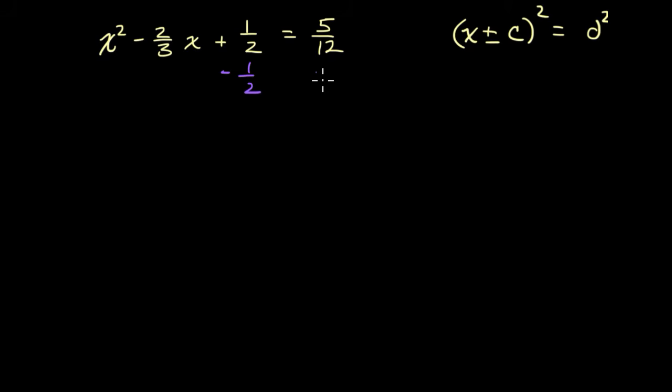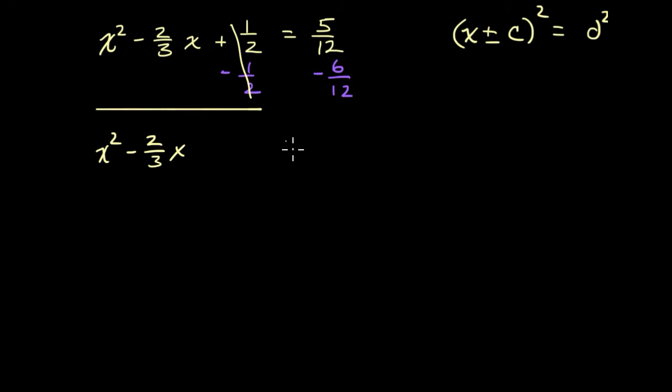And 1/2 is the same thing as 6/12. So let me write that down as 6/12. Negative 1/2 is the same thing as negative 6/12. So I'm subtracting the same thing from both sides. And then what do I get? On the left-hand side, I'm going to get x squared minus 2/3 x. These cancel out. And on the right-hand side, if I have 5/12 minus 6/12, that is negative 1/12.